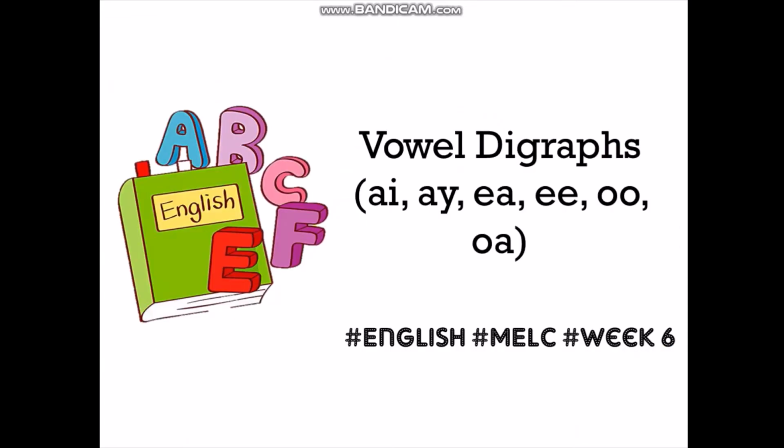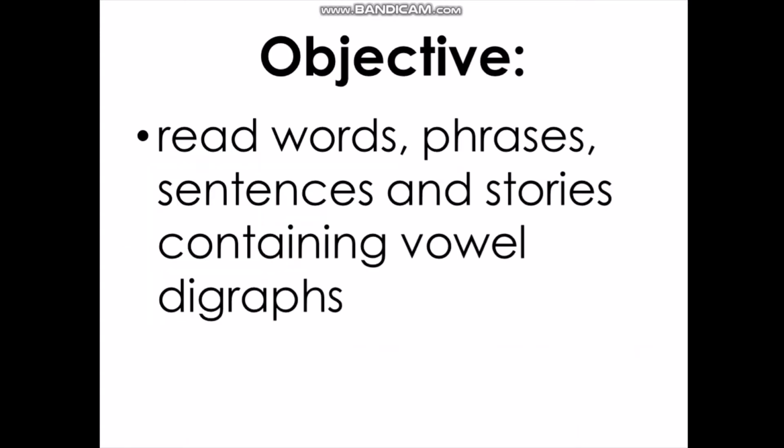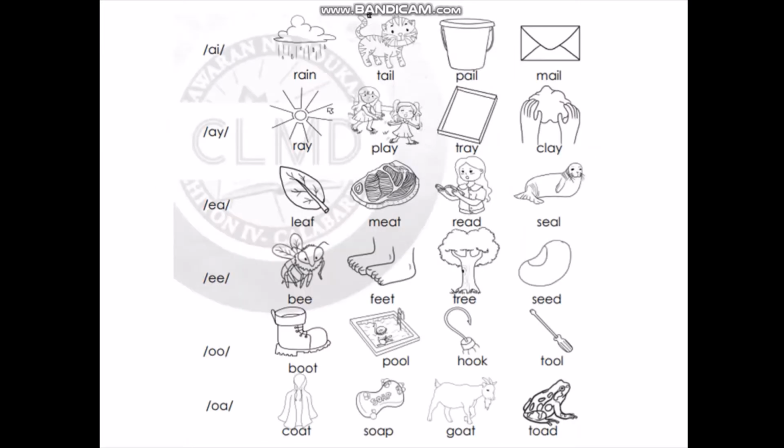So now let's have vowel digraphs. Our objective is to read words, phrases, sentences, and stories containing vowel digraphs. I have here examples of the vowel digraphs. So let's read this part first. We have rain, tail, pale, male. Now your turn.